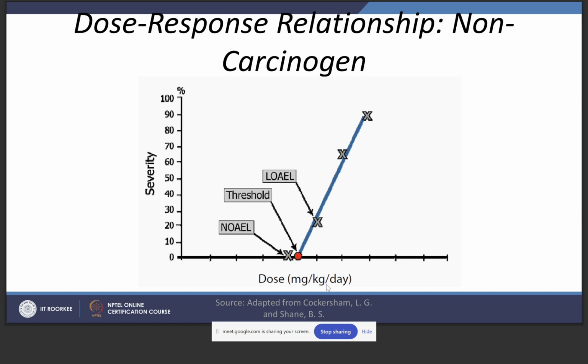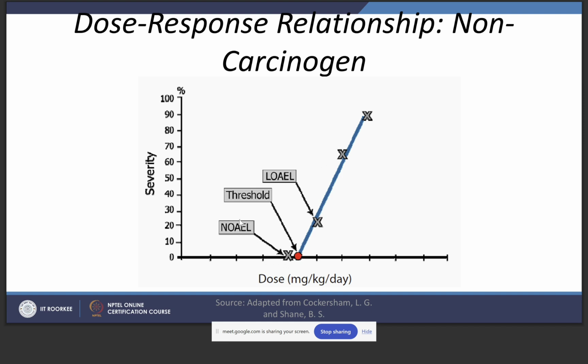So I think this graph was in the week 1 assignment, where we had to find out whether it is for a carcinogen or non-carcinogen. So this is for a non-carcinogen, because in carcinogenic effect we take some sort of risk or effect at lower concentration also. But in a non-carcinogen, there can be some limit above which the severity or response is seen.